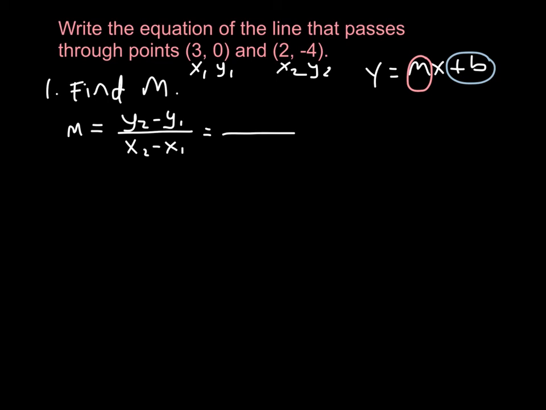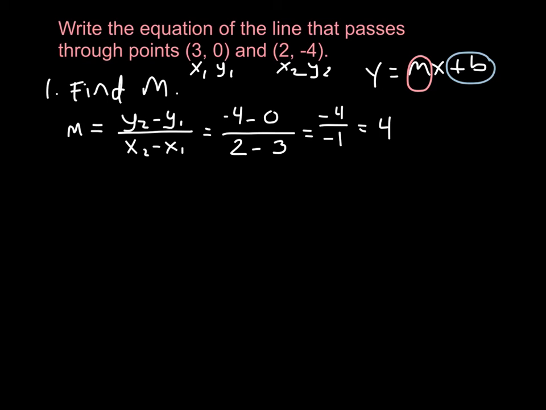Take your time. Y sub 2 is negative 4 minus y sub 1 is 0. X sub 2 in the denominator is 2 minus x sub 1 is 3. Negative 4 minus 0 is negative 4 because we're taking nothing away. And 2 minus 3 is negative 1. Negative divided by negative is positive. 4 divided by 1 is 4. So we've got our slope of 4.